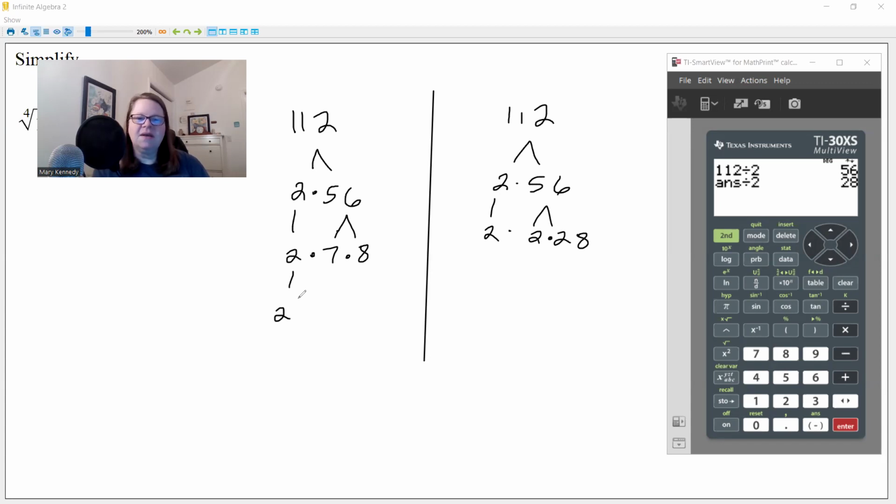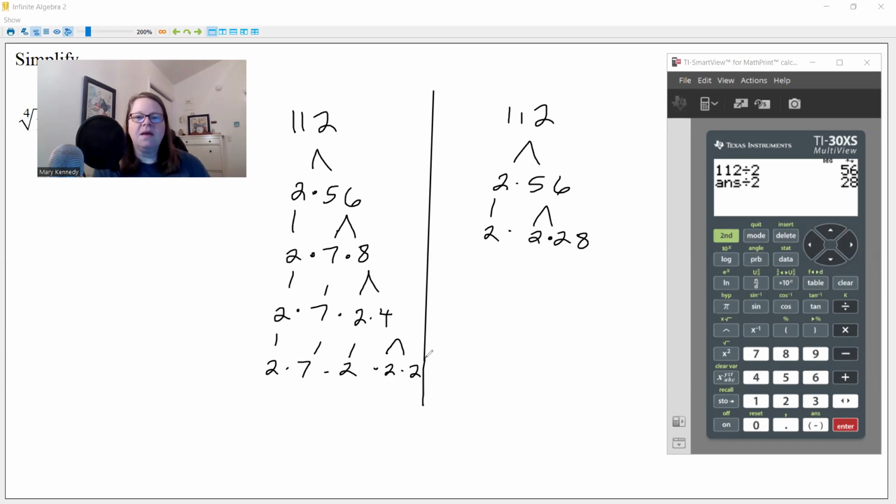Let's finish this. 2 is prime. I can't break it down further. 7 doesn't divide by anything, but 8 could be 2 times 4. And then 4, I can break that down. So let's bring down the 2, the 7, and the 2. And then 4 is 2 times 2.